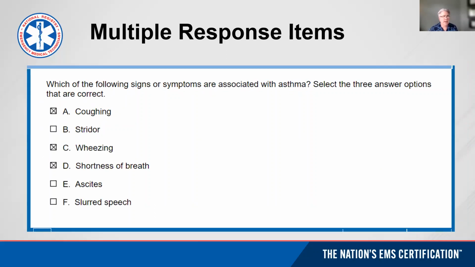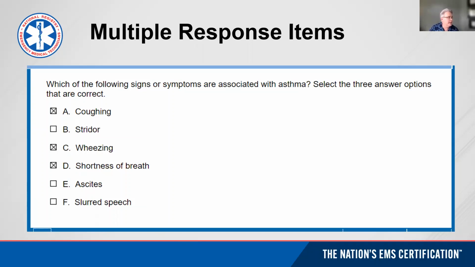Here is a multiple response. We actually use 2 types of these. In this case, you'll see that there are 6 answer options. And so this one asks the candidate to select the 3 answer options that are correct. So we're saying of the 6, 3 of these are correct. And this one says, which of the following signs and symptoms are associated with asthma? So we got coughing, wheezing, and shortness of breath selected. The stridor, the ascites, and the slurred speech would not be associated with asthma. And so I would not select those.